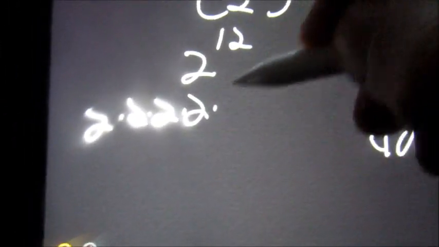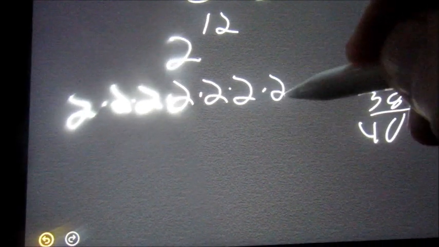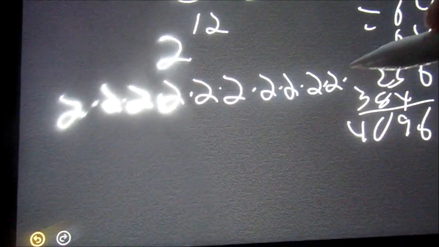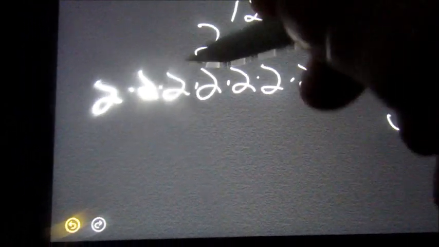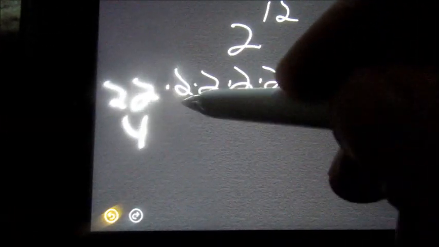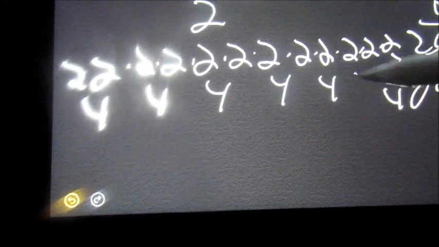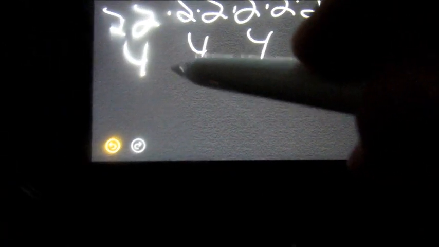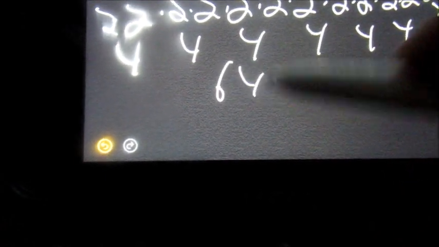The power rule says that we can just multiply these two numbers, 3 times 4, and get 2 to the 12, which would be 2 times 2 times 2 times 2 times 2 times 2 times 2 times 2 times 2 times 2 times 2. 1, 2, 3, 4, 5, 6, 7, 8, 9, 10, 11 times 2. Okay, when we do that, we have 4 times 4 times 4 times 4 times 4 times 4, which is 4 times 4 times 4 is 64, and 64, which is 4096. So we get the same thing.